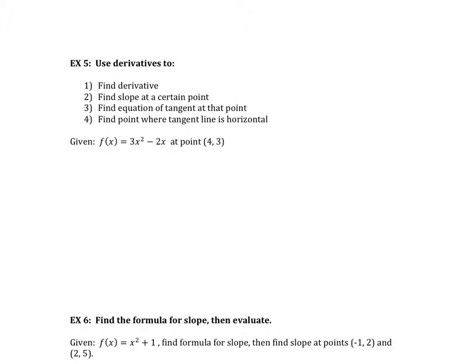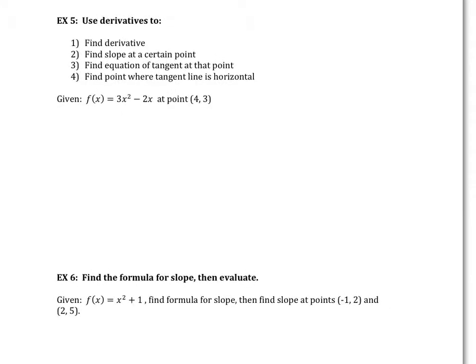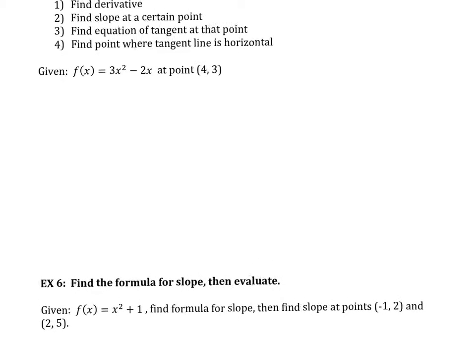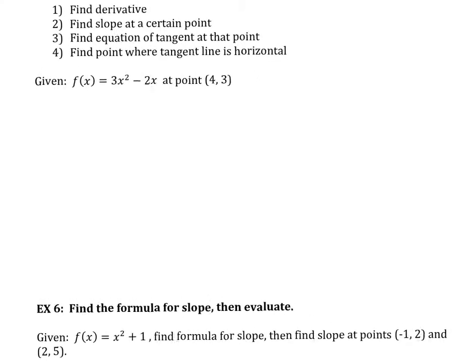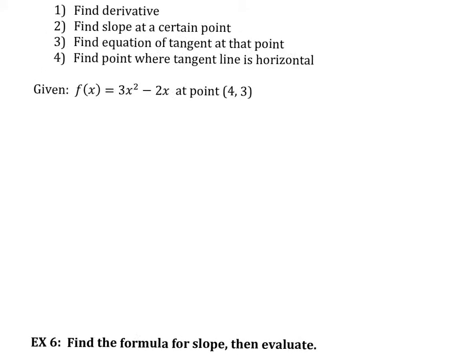All right, so example 5, we're going to use derivatives to find these 4 things. First, we're going to find the derivative, and then using that derivative, we're going to find the actual slope at a certain point, find the equation of the tangent line at that particular point, and find the point where the tangent line is horizontal. So we're going to do 3 different things using our derivatives. I'm going to make this as big as possible.